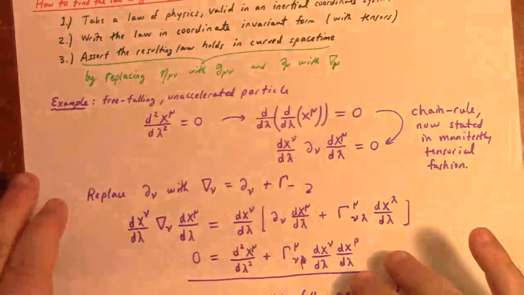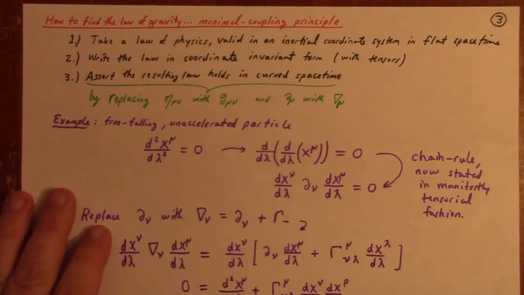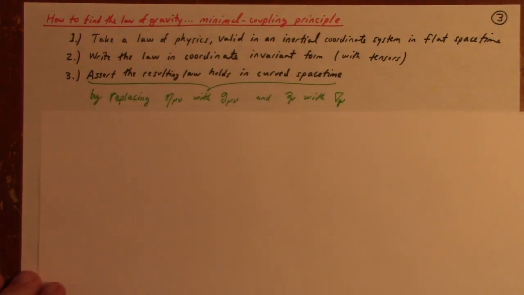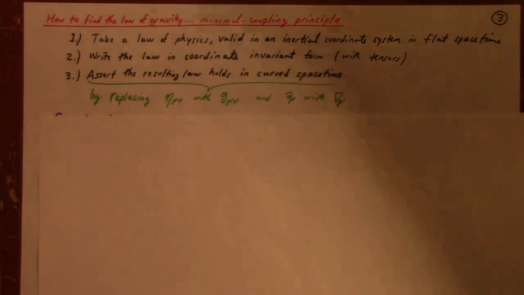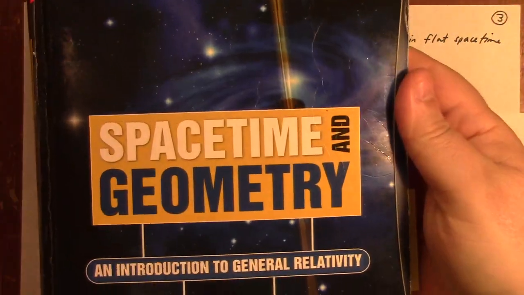All right, so then, how to find a law of gravity? Well, we use what's called the minimal coupling principle. And again, this is all from Carroll, Spacetime and Geometry: An Introduction to General Relativity.